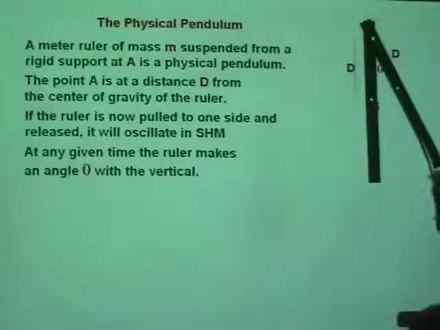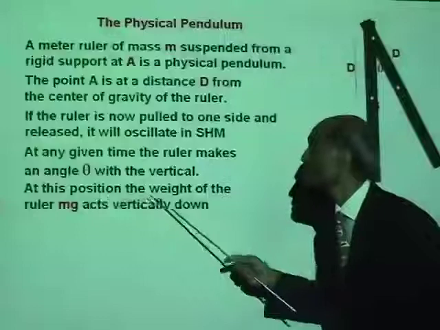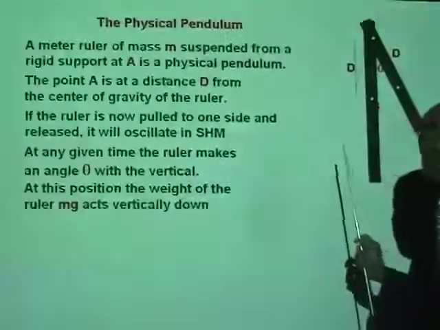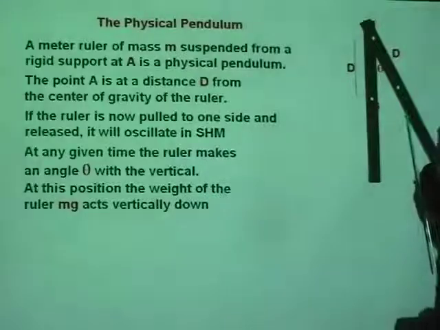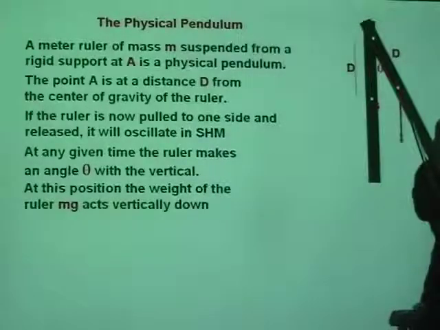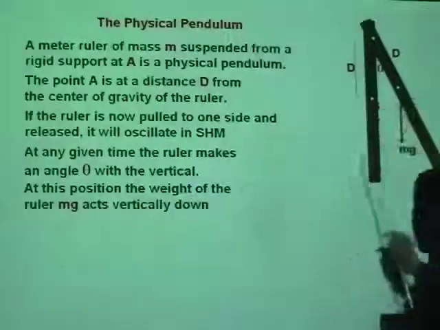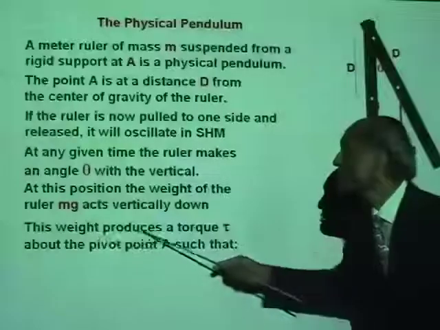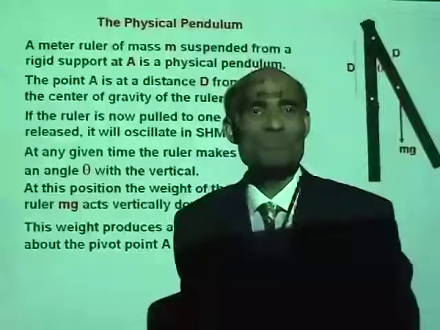This is the center of gravity of the ruler. At this position, the weight of the ruler, mg, acts vertically down. You see, the weight of the ruler will be acting at the center of gravity, vertically down. This is the distance d. The weight mg of the ruler is acting vertically down. This weight produces a torque. I hope you'll remember the concept of torque.